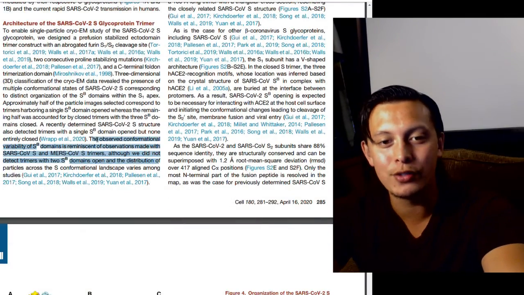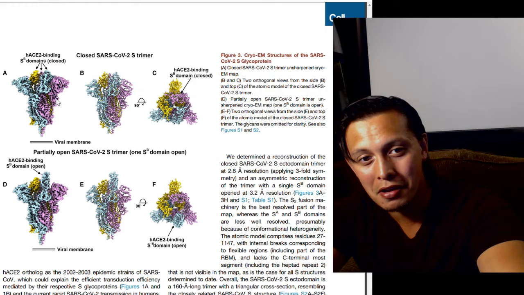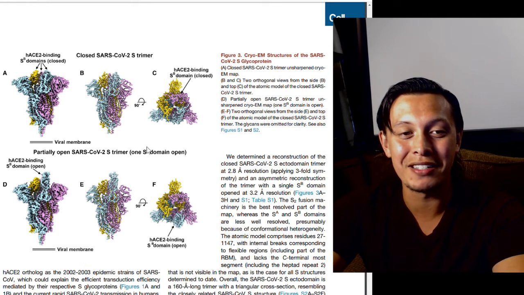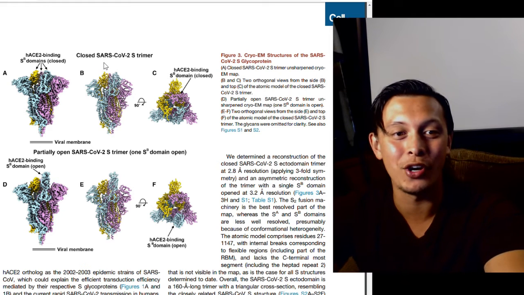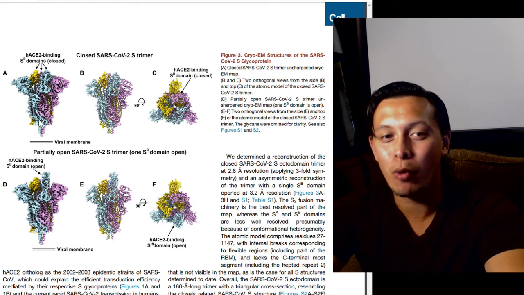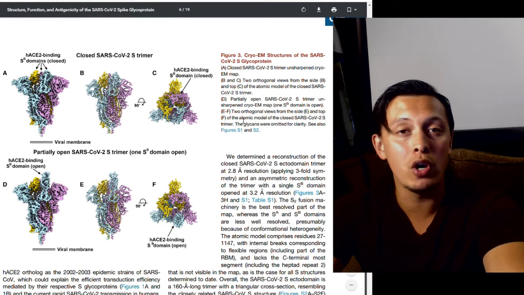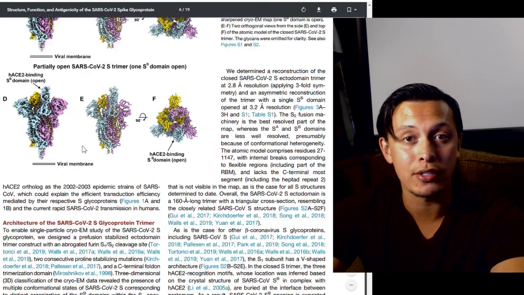So what they're saying is there is general reproducibility going on here, but not absolute reproducibility. So these are the proportions that they got. They got about half closed, and they got about half with only one of them opened. Who knows if that's what's actually happening in the real life viruses?